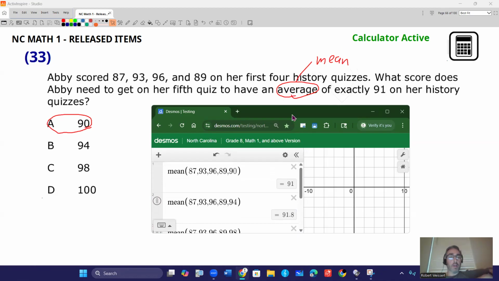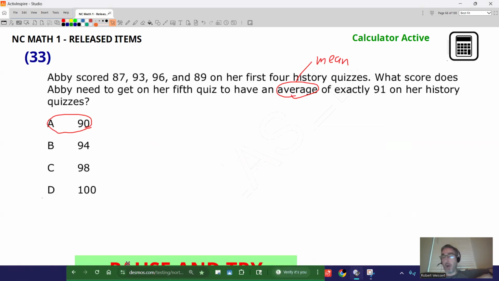So here's how we're going to do it by hand, in case you are curious. What you would do on this question is you want your average to be 91. So I'm going to say 91 is equal to. Now you've got to know what average means. It's just every number added together and divided by the total number. So since we want to add a 5th number in here, it's going to be divided by 5.